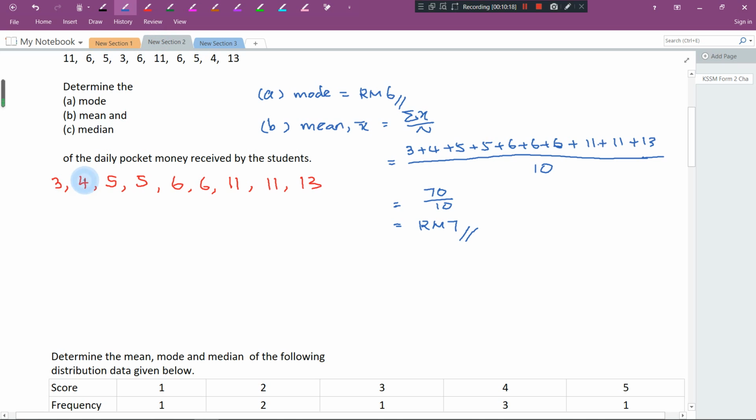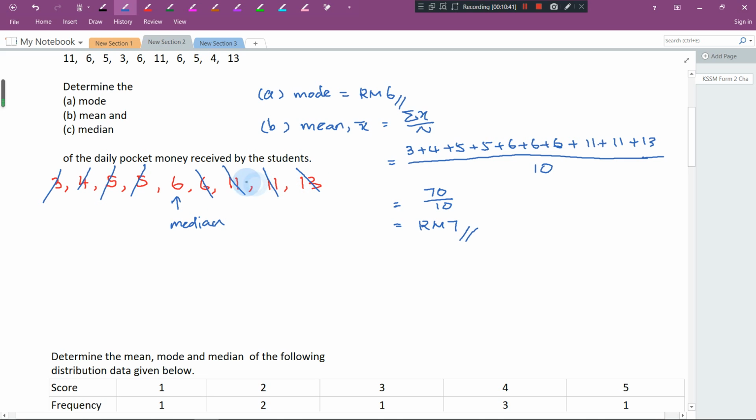Okay, so now I'm going to show you two methods to get the median. If the number of data is not a lot, we can use this method. Left you cut one, right you cut one. Keep on doing the same thing until you get the middle value. Okay, so this is a median.